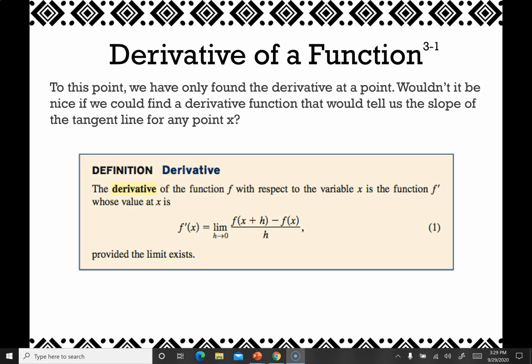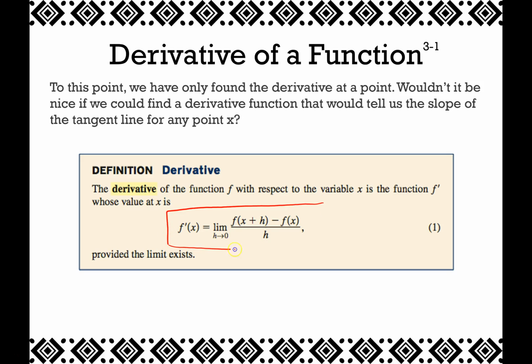All right, so the derivative of a function f with respect to the variable x is the function f prime whose value at x is the following, provided the limit exists. This should look exactly like your other formula, except notice that instead of an a, we're putting in x. And this makes total sense because before we were just finding the derivative at a point, x equals a. Now I'm going to find the derivative, or the slope of the tangent line, for all values of x, given that it's in the domain.